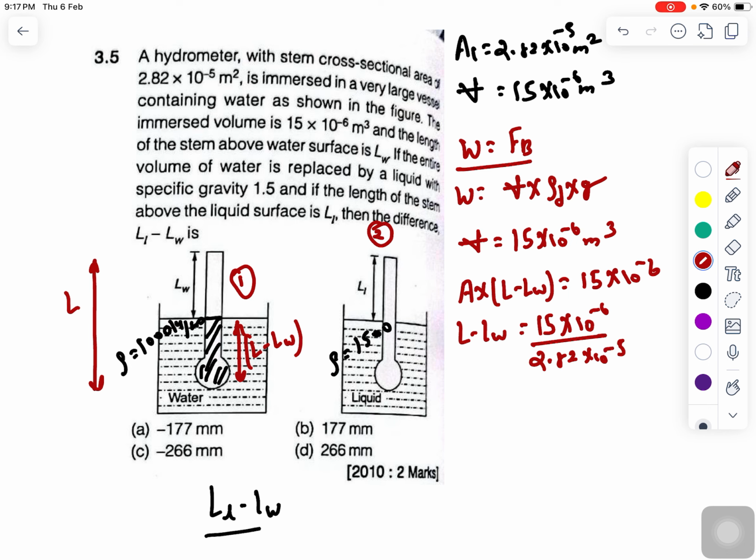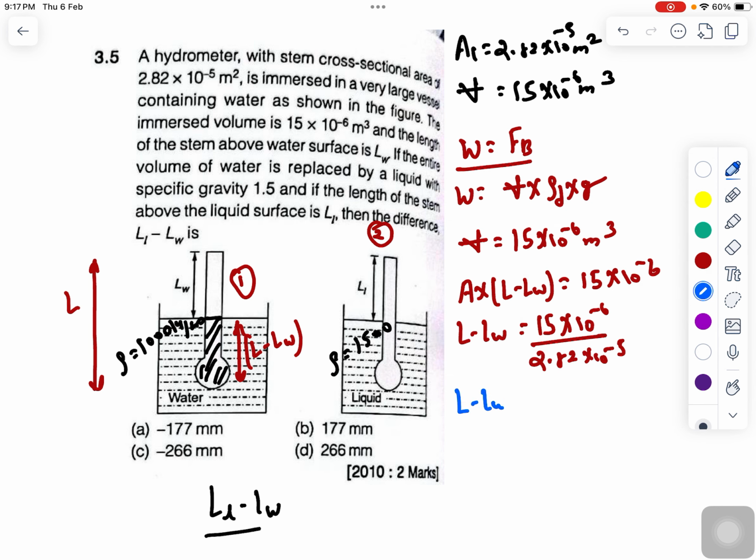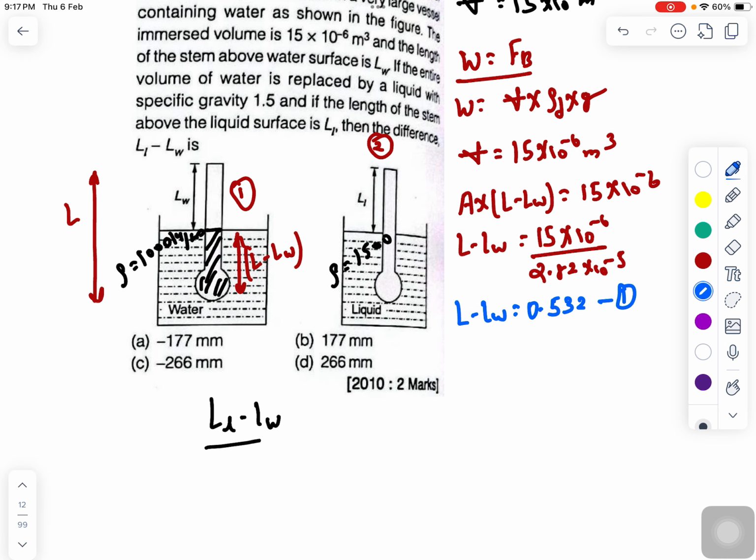So once you do the calculation here, you will be getting the value of L minus LW, that is equal to 0.532. So let's say this one is equation first. Okay. Now what is W?